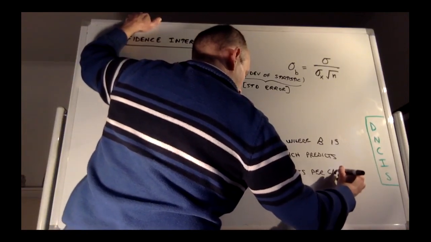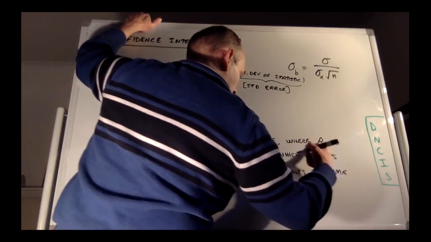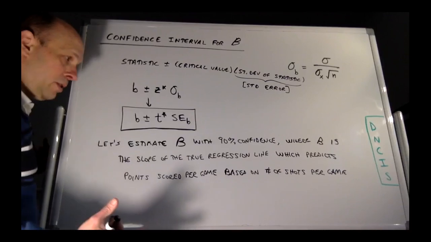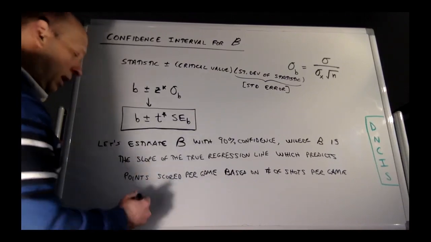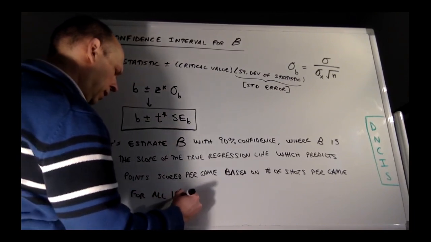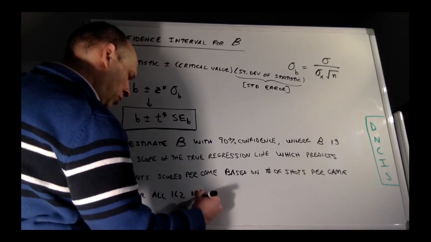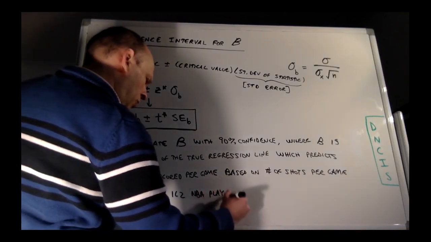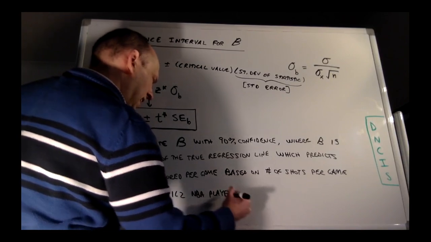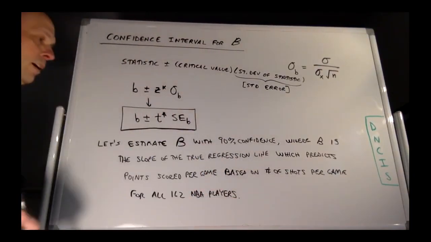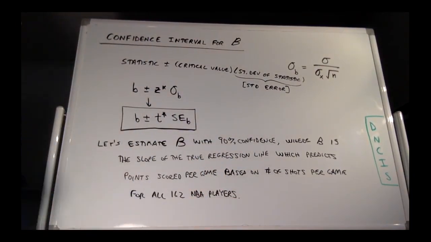And we also have to make it clear that we're talking about a parameter here. We're talking about the population of all 162 NBA players. So based on the number of shots per game for all 162 NBA players. By the way, there are more than 162 NBA players, but our list consists of the 162 players who take at least 8 shots a game. So that's technically not the entire league right there, but that's the population.